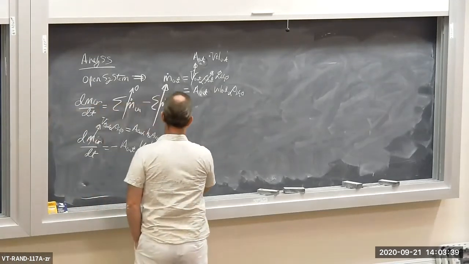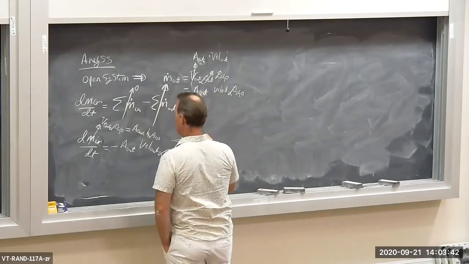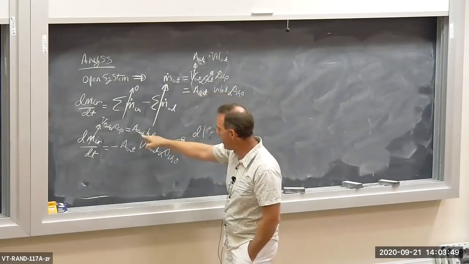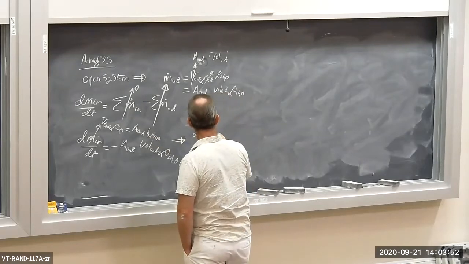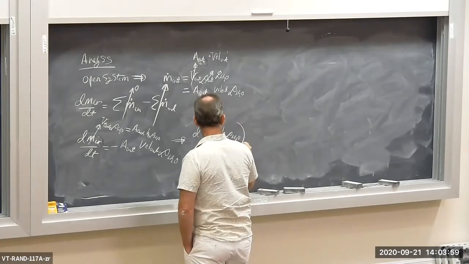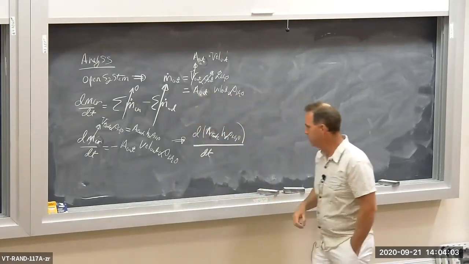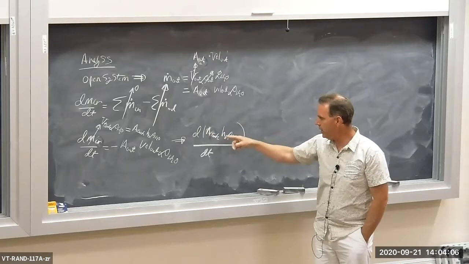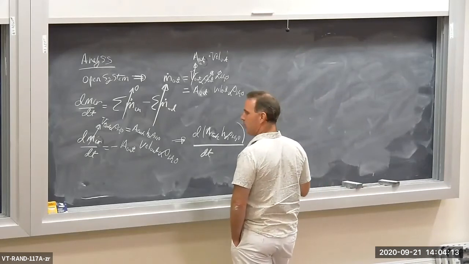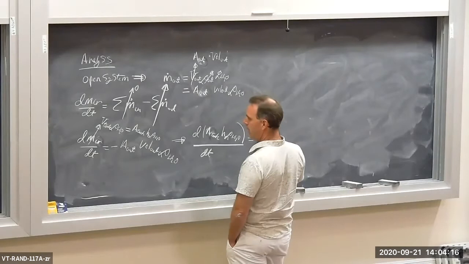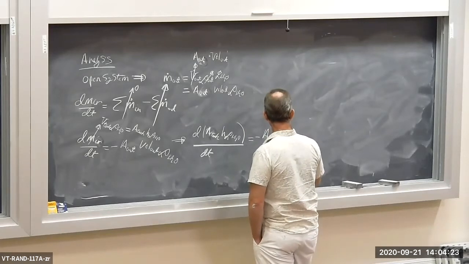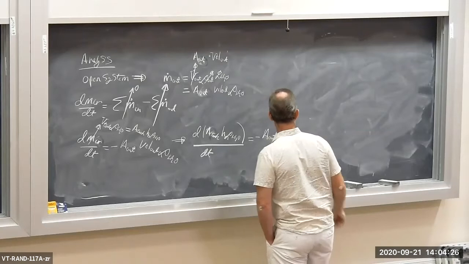So let's write what I got here. dm_CV/dt is d of area tank times the height times the density of the H2O, dt. This is the mass within my tank, area tank times h times density of the H2O. So d(A tank h rho H2O)/dt is equal to minus area of the outflow times the velocity of the outflow times the density of my H2O.